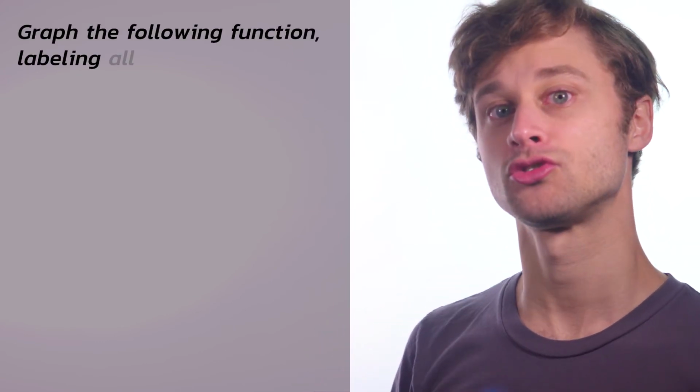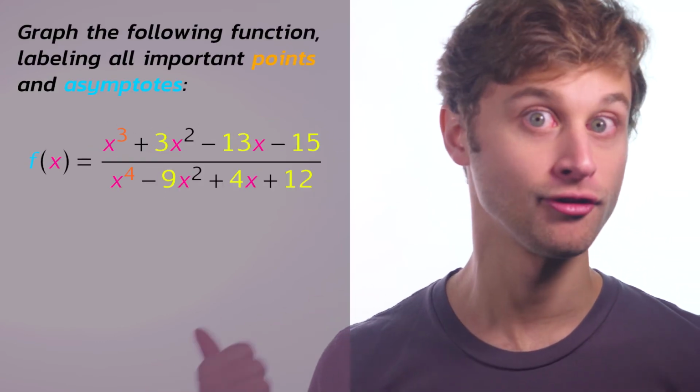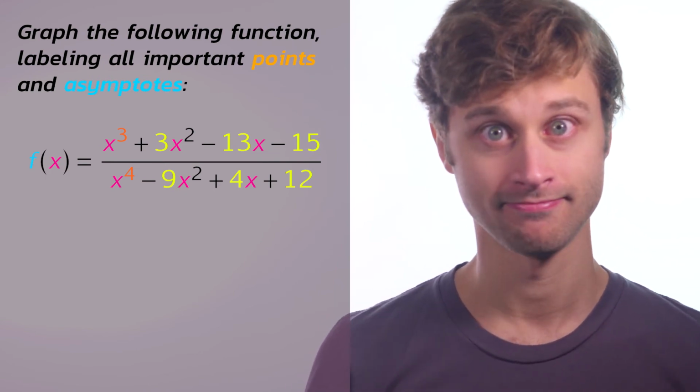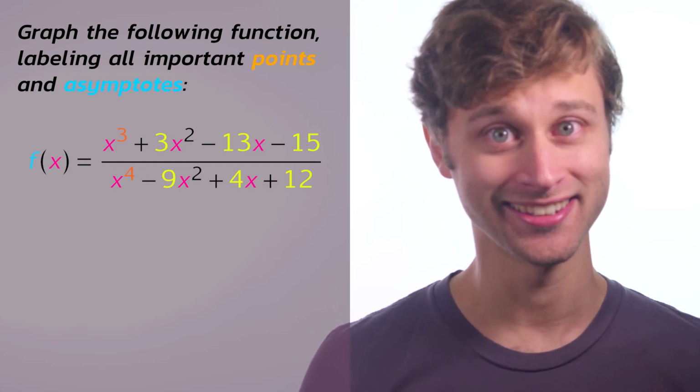In the next episode, we'll take a look at an example, but in the meantime, why don't you try it out yourself? We're going to try to graph this rational function here, labeling all important points and asymptotes. Have a try yourself, and I'll see you in the solution.